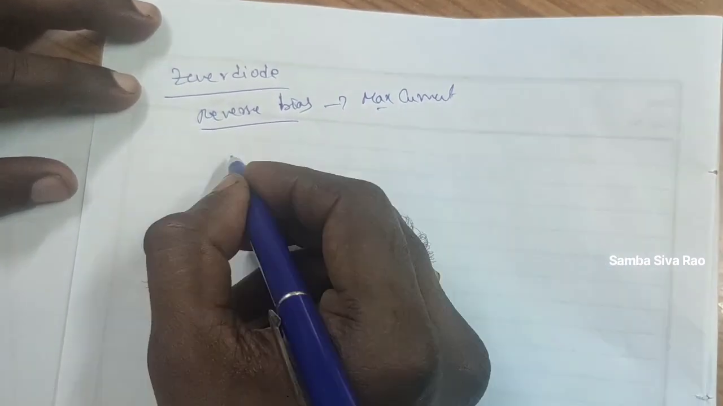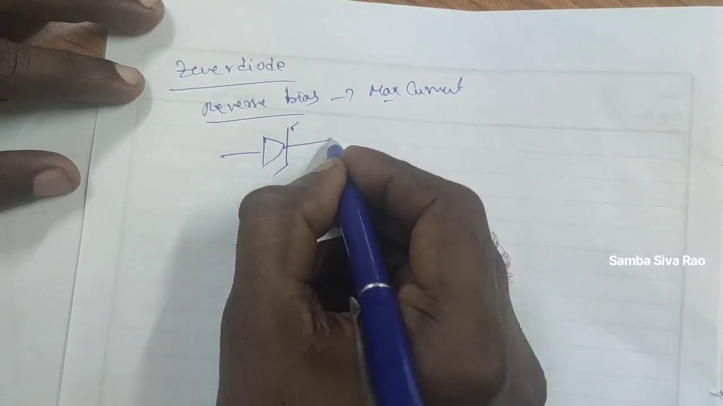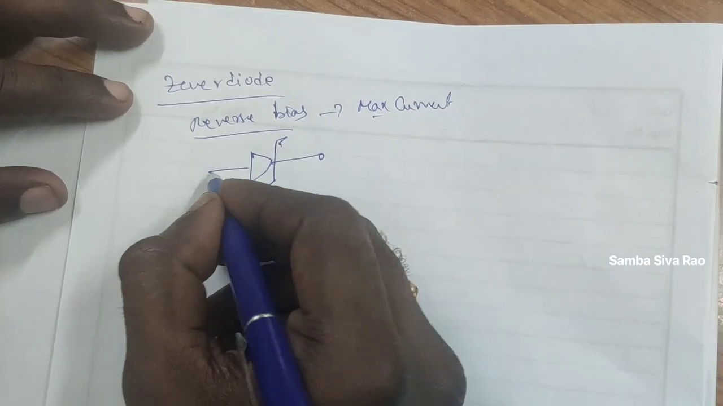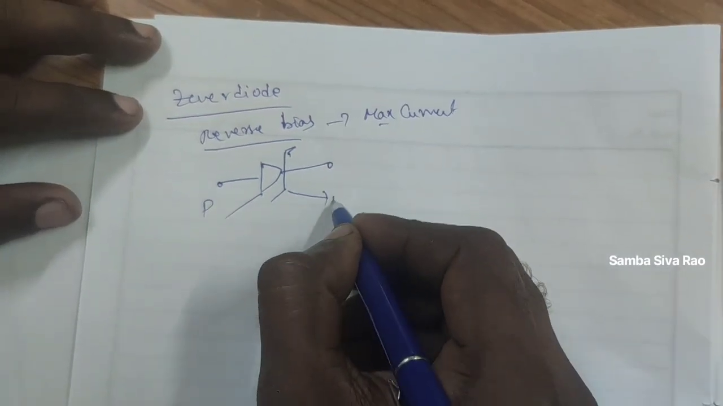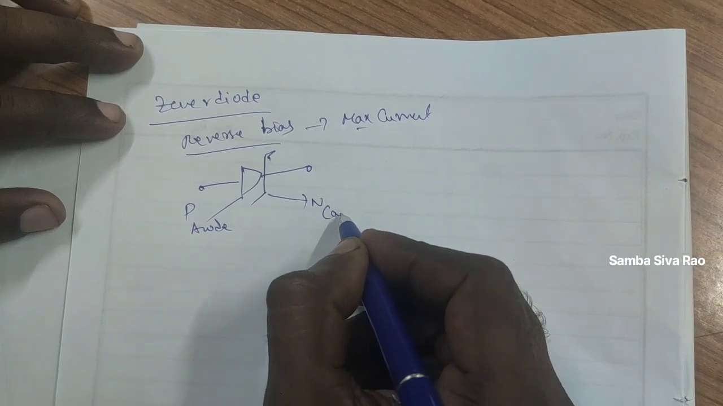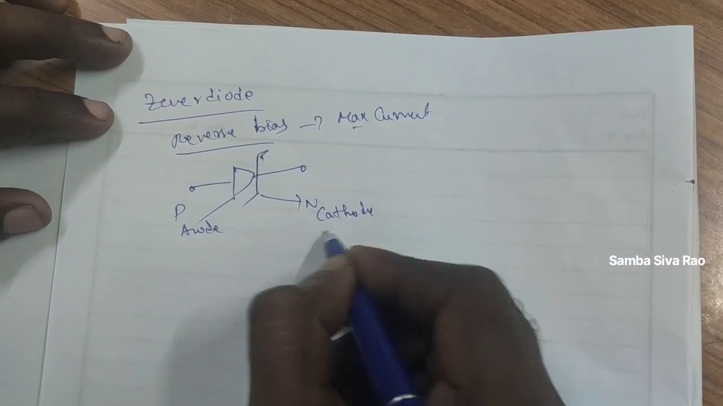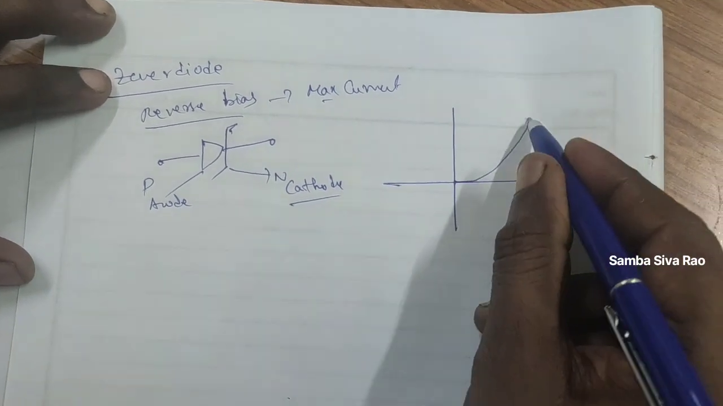How it will be shown as a simple block diagram. The diode has been taken as a two-terminal device. P means the anode terminal and N means the cathode terminal. From anode to cathode the electrons will move and we are forming a junction. The graph will look like this.